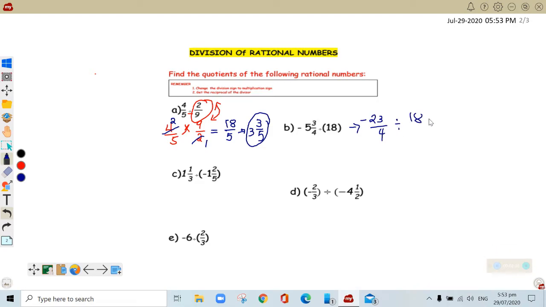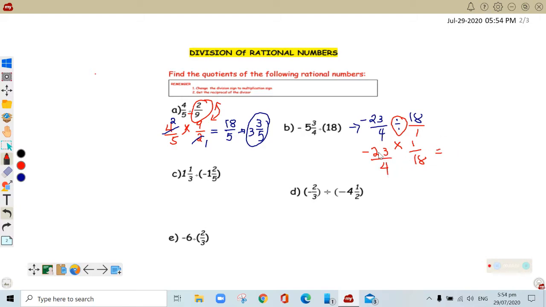Okay, take note of this. This is a whole number. So a whole number, when we're writing it as a fraction, will always have a denominator of 1. Okay, now we're ready to change the sign. So let's change this sign to multiplication again, and then get the reciprocal of 18 over 1, which is 1 over 18, and copy negative 23 over 4.